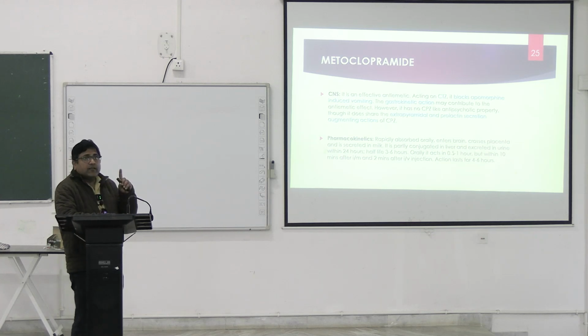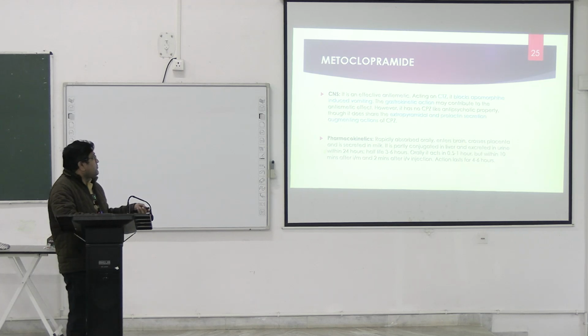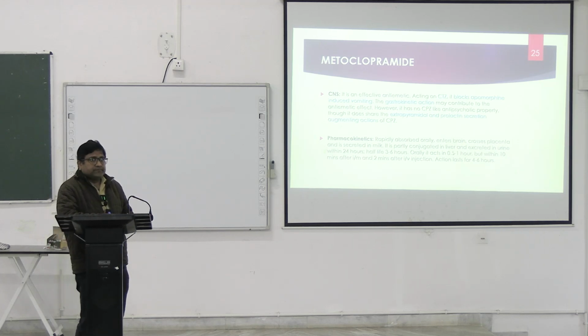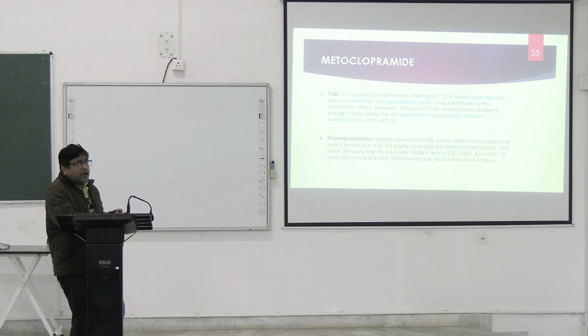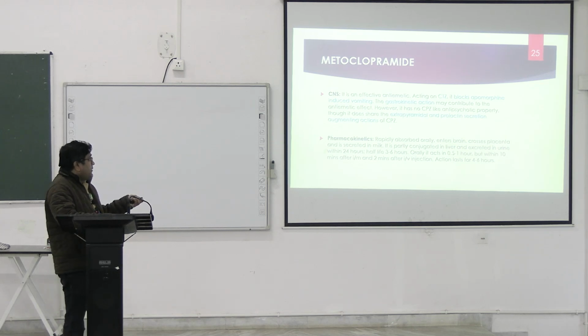The problem with the drug, again because of its D2 blocking action, is extrapyramidal side effects and acute muscle dystonia, along with hyperprolactinemia because of D2 antagonism in the pituitary gland. So it has extrapyramidal and prolactin secretion augmenting actions, like chlorpromazine.